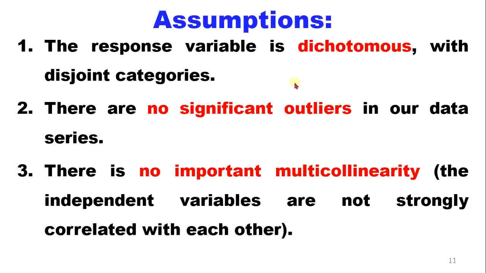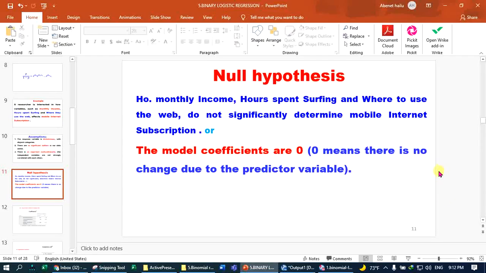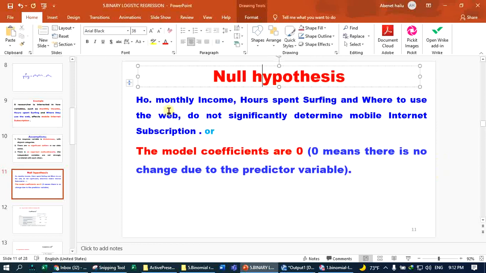disjoint categories አላቸው ወይ ሰብስክራይብ ያደርጋል ወይ አያደርግም in the middle ምንም ነገር የለንም። ስለዚህ ምንም ቴስት የምናደርገው ነገር አለ ኦሬዲ ከዳታችሁ የምታዩት ነገር ነው። there are no significant outlier in our data series ይሄ ማየት አለብን። there is no important multicollinearity ምን እንደማለት ነው በኢንዲፔንደንት ቫሪያብላችን መካከል ስትሮንግ የሆነ ኮሪሌሽን አለመኖሩን ቼክ የምናደርግበት ነገር ነው። እሺ እንቀጥላለን። ነል ሃይፖቴሲሳችን እንዴት እናስቀምጣለን?